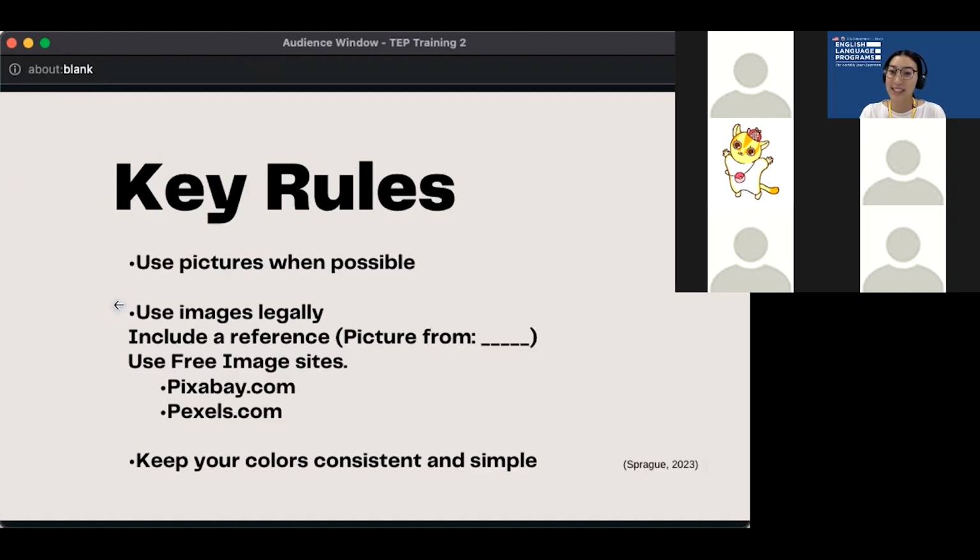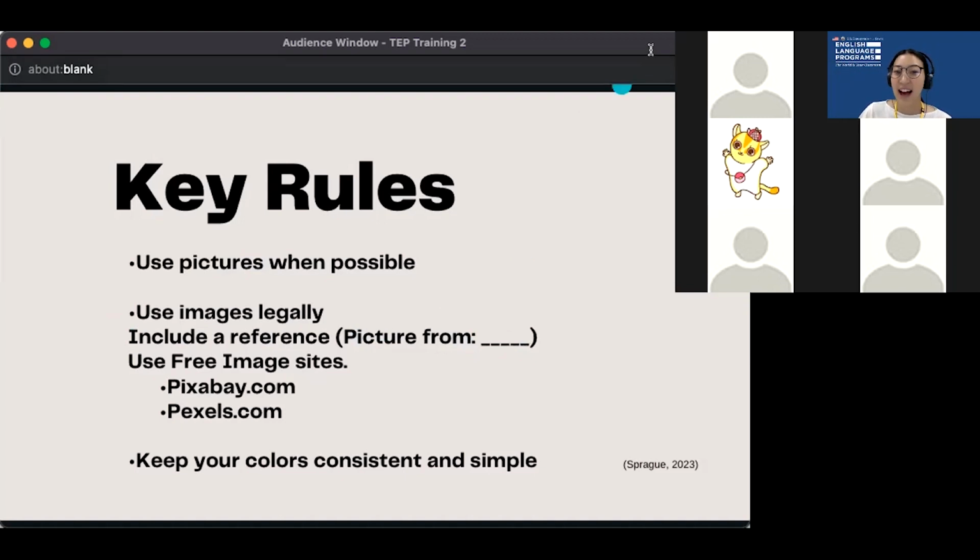So we want to teach this skill because they will need to do this for the rest of their life. In university and at work, they cannot just take any picture and use it. They must make sure that it is used legally. So I like to tell them they must include a reference. Where is the picture from?